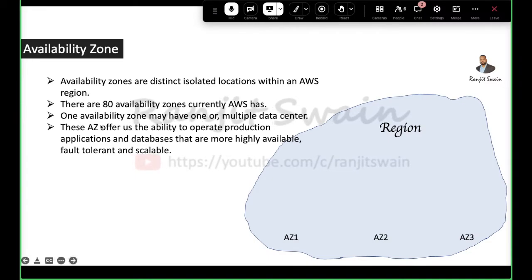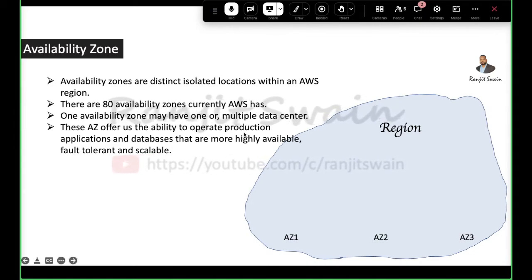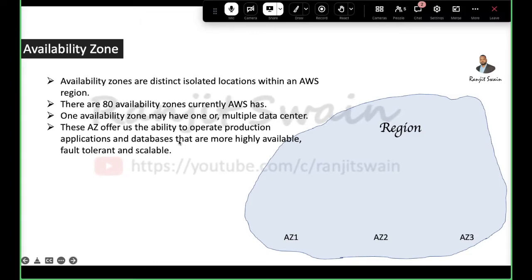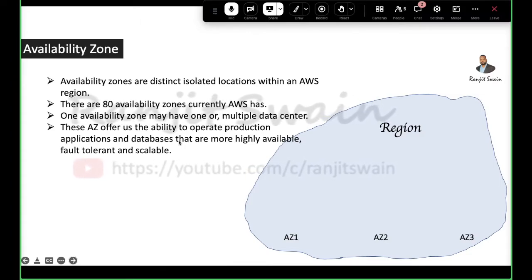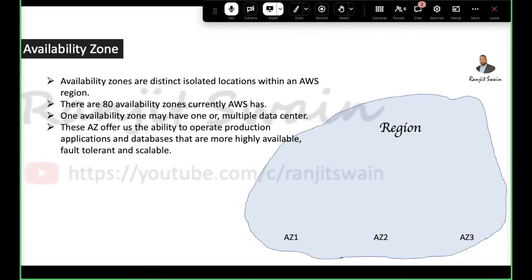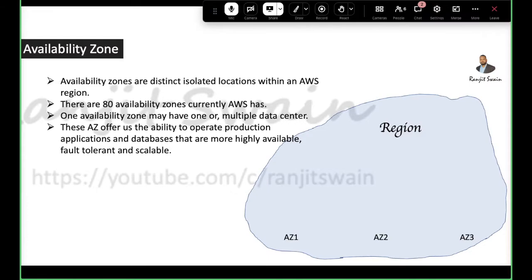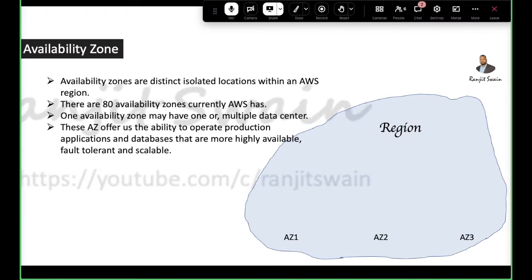The short form of availability zone is AZ. These availability zones offer us the ability to operate production applications and databases that are more highly available, fault tolerant and scalable. I'll show you when to use availability zones and what the concept is.